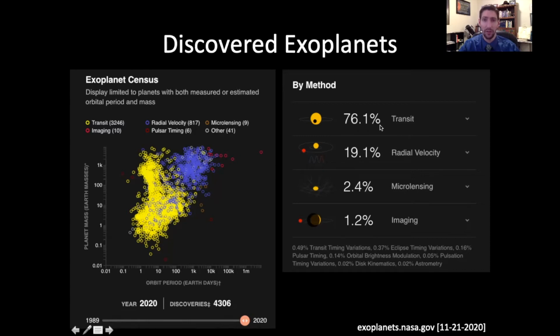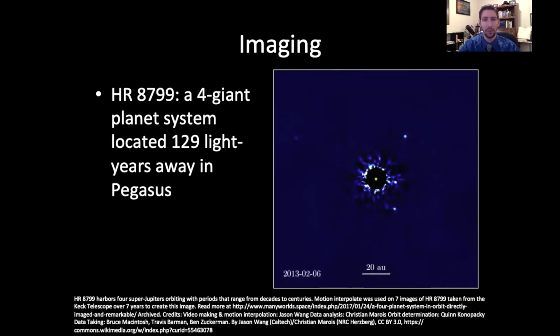Transit photometry is the most common method for discovering exoplanets. They're also more likely to perturb their star's motion, and that's by the radial velocity method. We'll be talking about that as well. But first, we'll talk about the more intuitive way for discovering exoplanets, and that's by direct imaging, taking pictures.